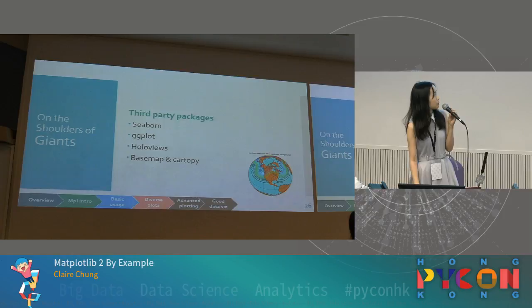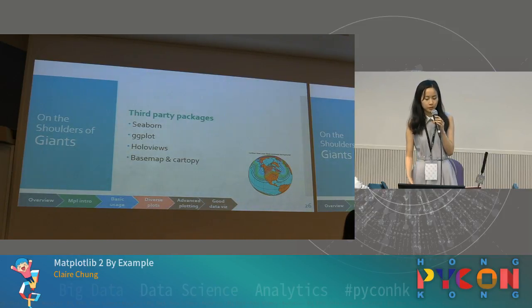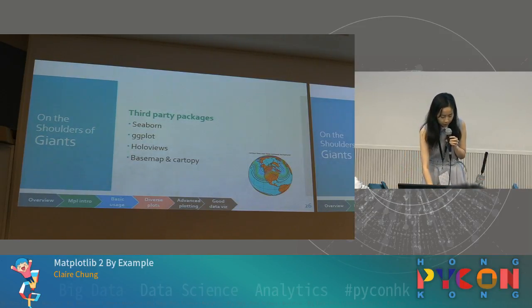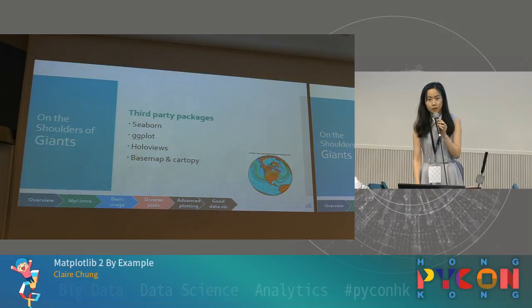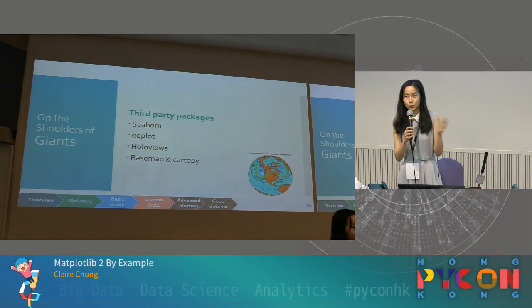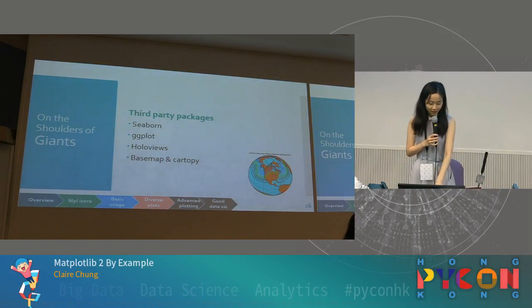There are a number of third-party packages that you may want to use, like seaborn, which basically plots much prettier plots for the simple plots, and it gives you more types of plots like heat maps, which I use a lot. And 3D holofields are also like that. For the base map, Cartopy, yes, these are the packages that can plot geographic data, so you don't have to pay hundreds of US dollars to do that.